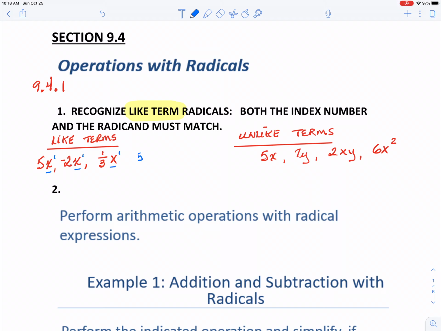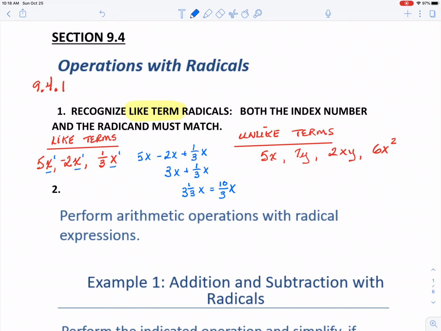Let's say we wanted to add these terms together. This would give me 3x and 3x plus 1/3 x. It might look something like that, or we might write it as 10/3 x. So when you have like terms, they can be combined using addition and subtraction.